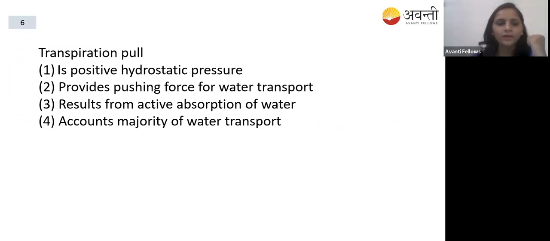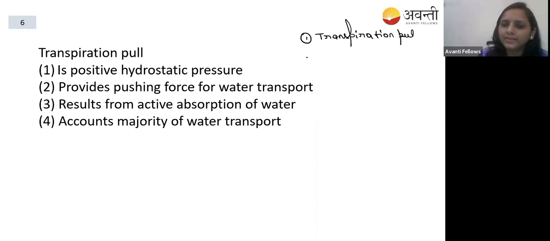Transpiration pull. So what is transpiration pull? They're asking you to select the correct answer. Is it positive hydrostatic pressure? No, guys. Here you have to remember which is mainly responsible for taking water to all the parts of the plant. There are mainly two: one is the transpiration pull, and the second one is root pressure.